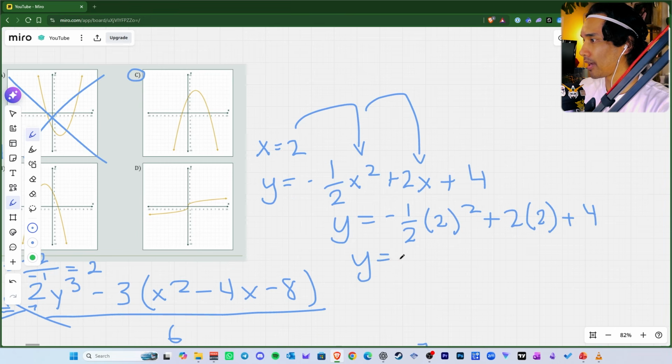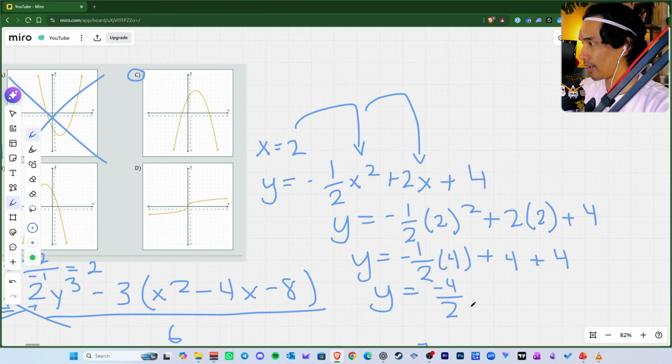Further giving me y is equal to, and I'm just going to do this all step by step. This is 4 now, plus 4 plus 4. And then y is equal to, what is negative 1? I'm not even going to do that. I'm going to do it by hand. That's what this is right here. Plus, and then this is 8.